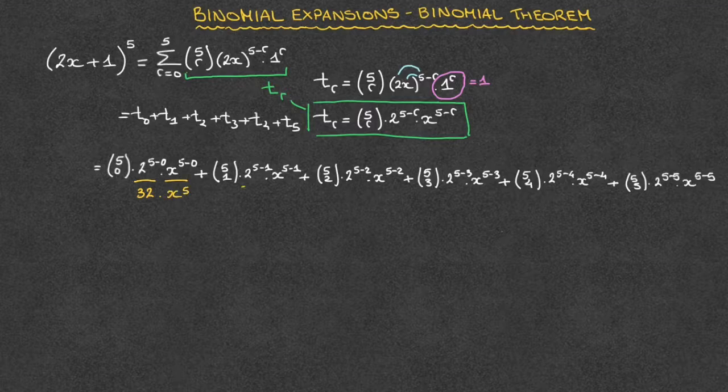In the second term, we have 2 to the power of 5 minus 1, which is 2 to the power of 4, and that's equal to 16, and that multiplies x to the power of 5 minus 1, which is x to the power of 4.